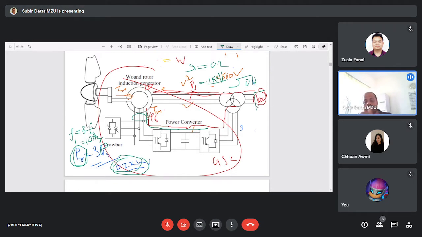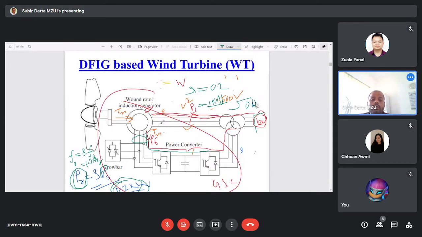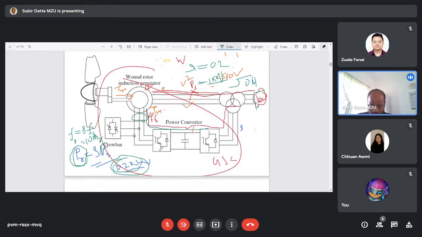Now, this is one advantage of DFIG over a permanent magnet synchronous generator based wind turbine. What is that? The power electronics converters used in the DFIG based wind energy conversion system have ratings of only 20 to 30% of the fully loaded power electronics converters. Why only 20 to 30%? Because the rating of these power electronics converters depends on the slip of the induction machine.